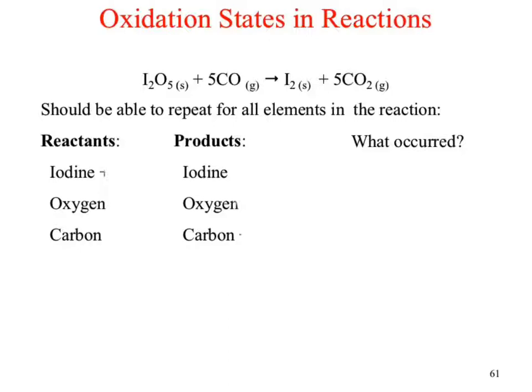So, what do we do with our oxidation state information? What we would go through and do is assign the oxidation state for every single element on both sides of the equation. And we'd have to go through and do it on both sides of the equation, because if the reaction changed oxidation states, we have a new set of rules to follow. So I'd have to go through and determine the oxidation state for iodine as a reactant, for iodine as a product, for oxygen as a reactant, oxygen as a product, carbon as a reactant, carbon as a product. Do you guys want to practice?